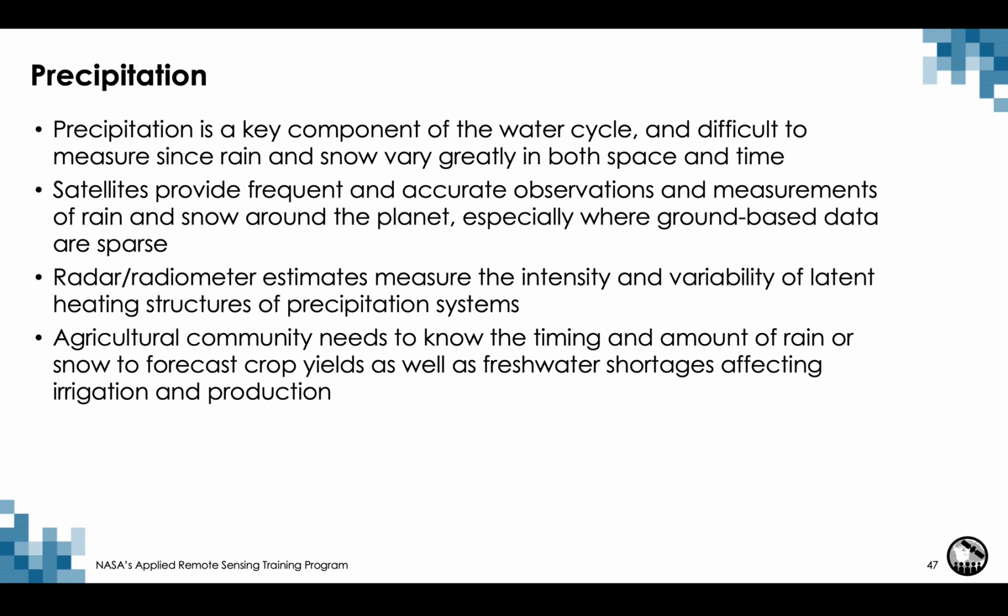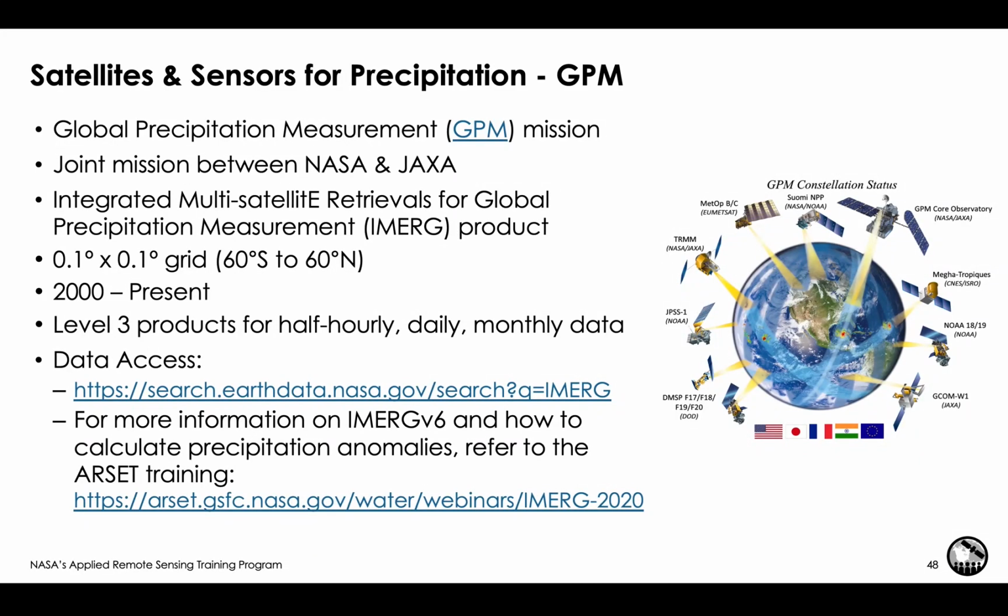The Global Precipitation Measurement Mission is a joint mission between NASA and the Japan Aerospace Exploration Agency, or JAXA. The satellite was launched February 27, 2014, and operates as the core satellite within a constellation of international meteorological satellites. GPM has been integrated with data from the global constellation of satellites to yield improved spatial and temporal precipitation estimates. The Integrated Multi-satellitE Retrievals for GPM, or IMERG, provides data products at half-hourly, daily, and monthly intervals.